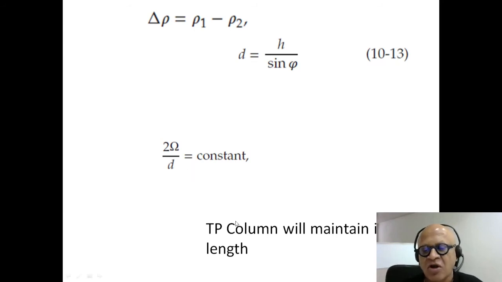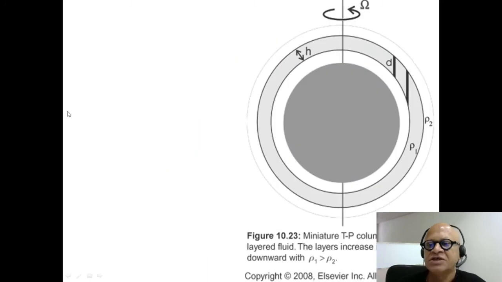So the Taylor column will maintain its length, and we carry 2 omega here because the f changes. So when we look at the water column, even though omega is constant, 1 rotation per 24 hours, because we are on the sphere, the local f changes.